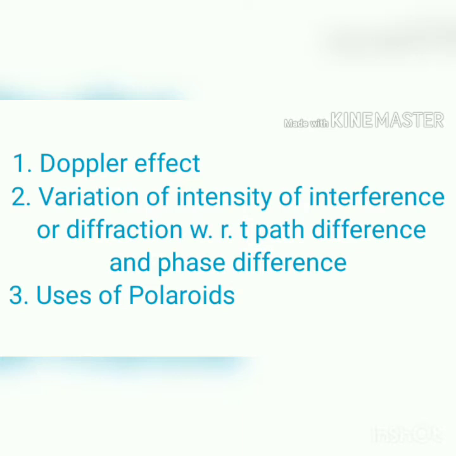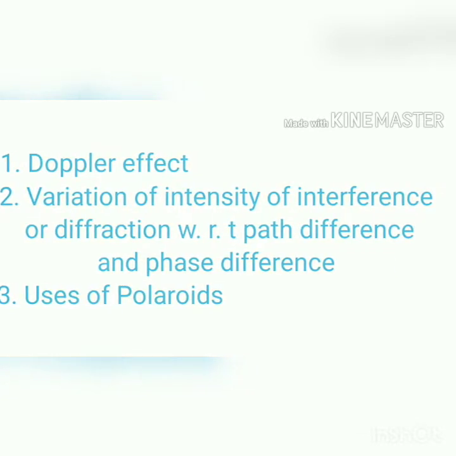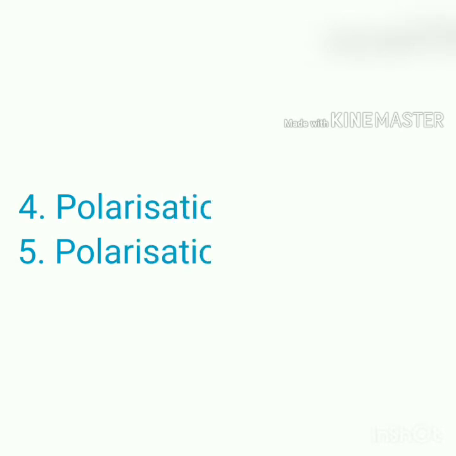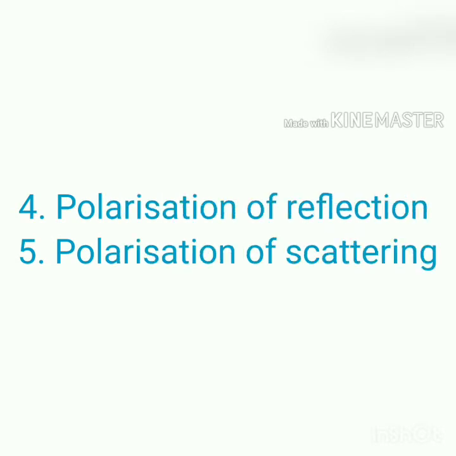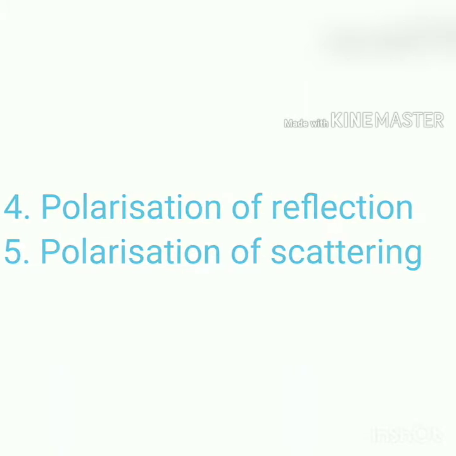Next, you have variation of intensity of interference or diffraction with respect to phase difference and path difference. Here this is basically about the graphs. You should know where the graph goes to maximum, where the graph goes to minimum, and why it is going to maximum. All these conditions, if you know them, that is very important. Then you have uses of polaroids. Minimum 3 uses are a must. Then you have polarization by reflection and polarization by scattering. These two are also theory type questions. How nicely you present it on the paper is what matters. So these are all the 3 markers.